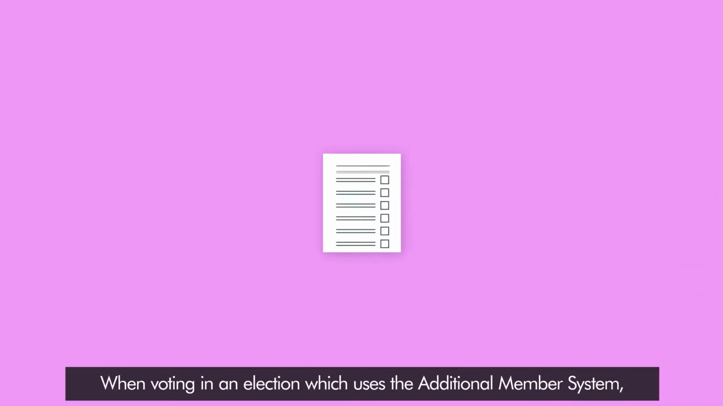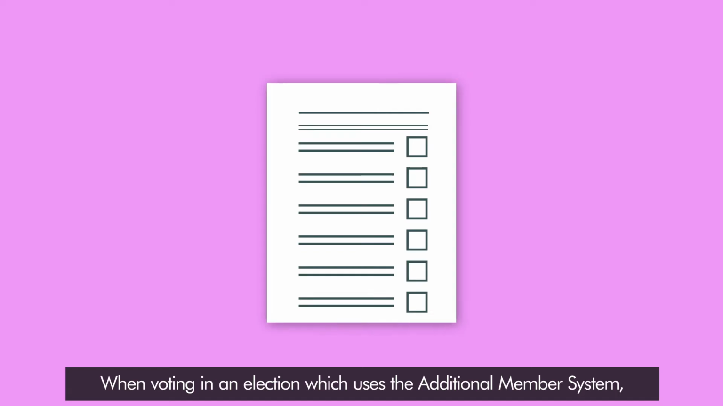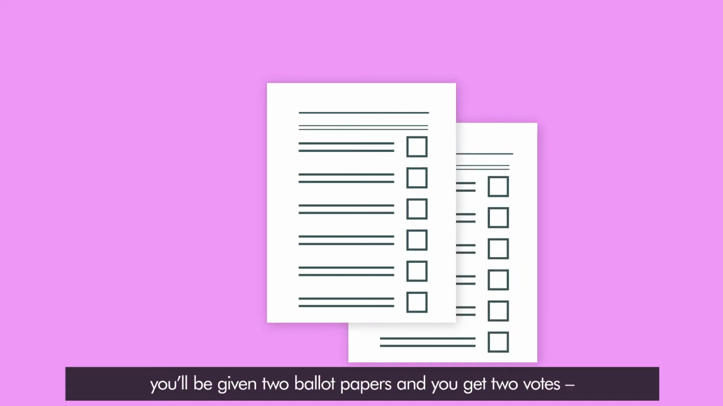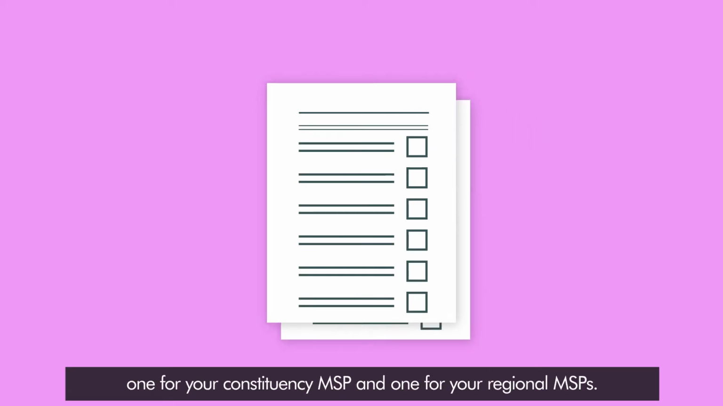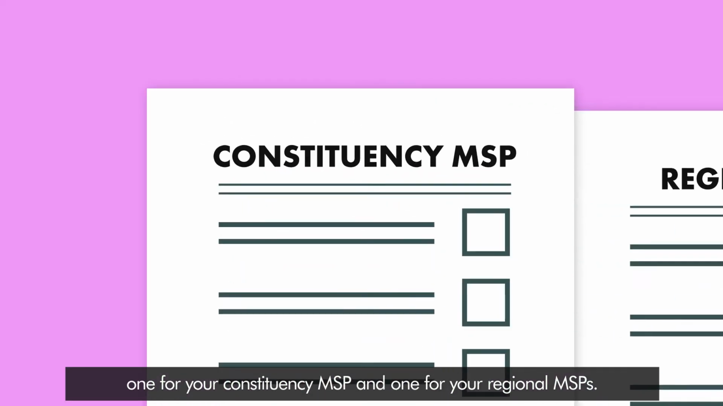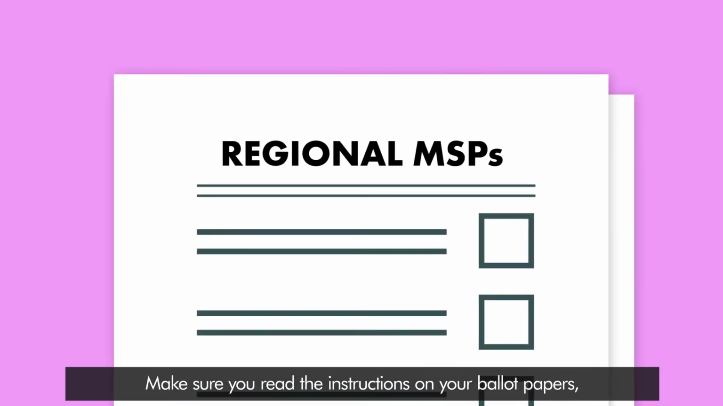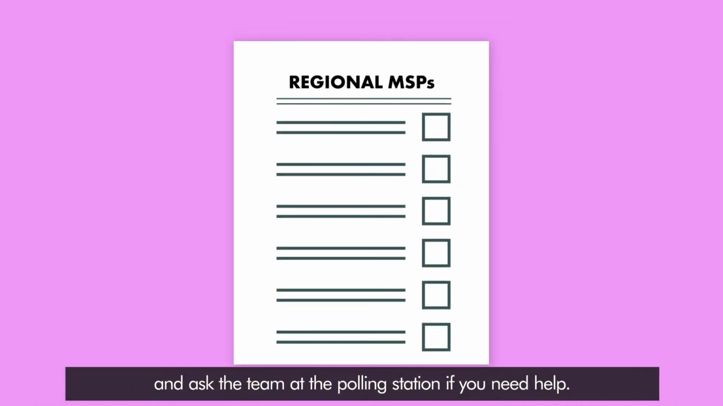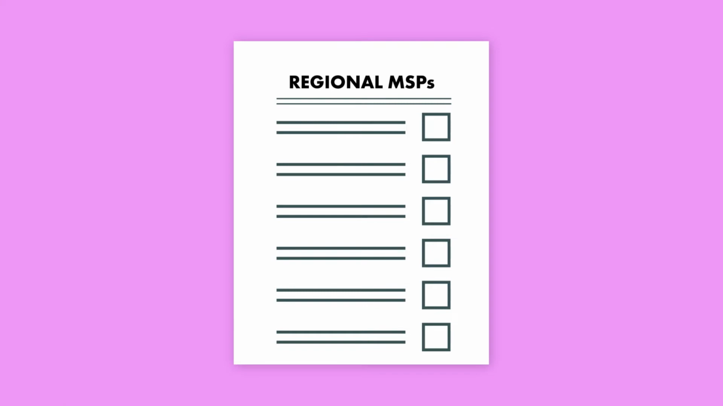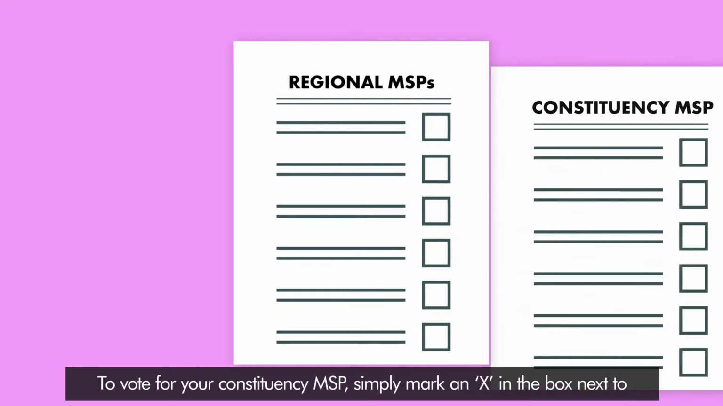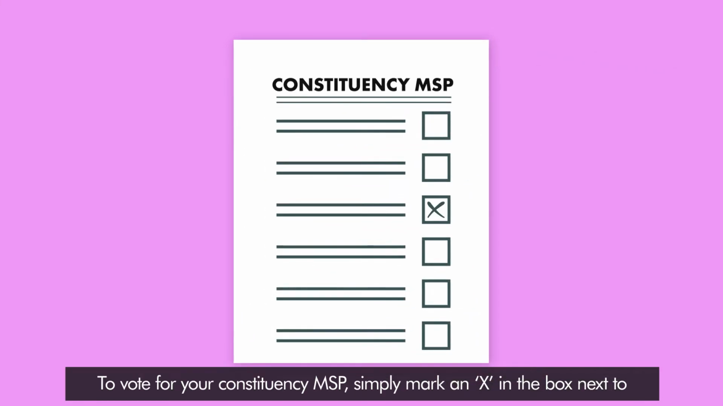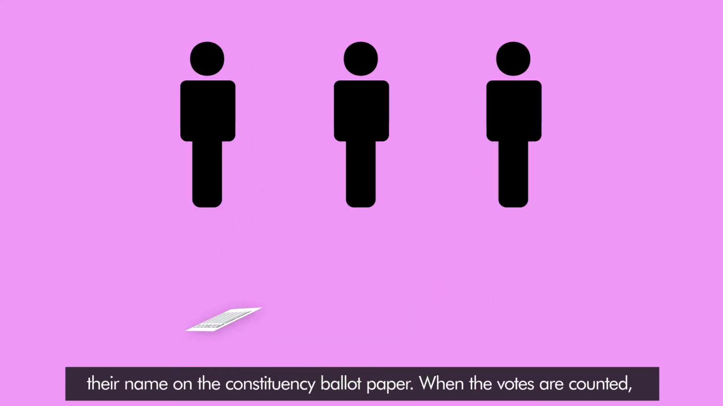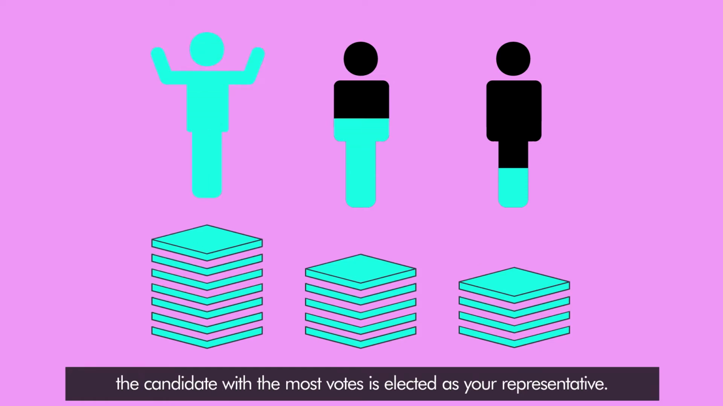When voting in an election which uses the Additional Member System, you'll be given 2 ballot papers and you get 2 votes, 1 for your constituency MSP and 1 for your regional MSPs. Make sure you read the instructions on your ballot papers and ask the team at the polling station if you need help. To vote for your constituency MSP, simply mark an X in the box next to their name on the constituency ballot paper. When the votes are counted, the candidate with the most votes is elected as your representative.